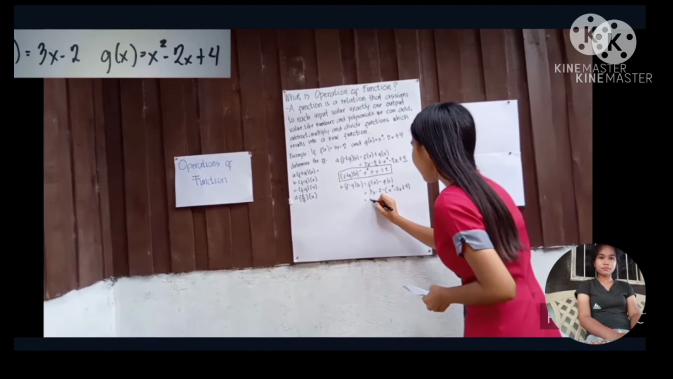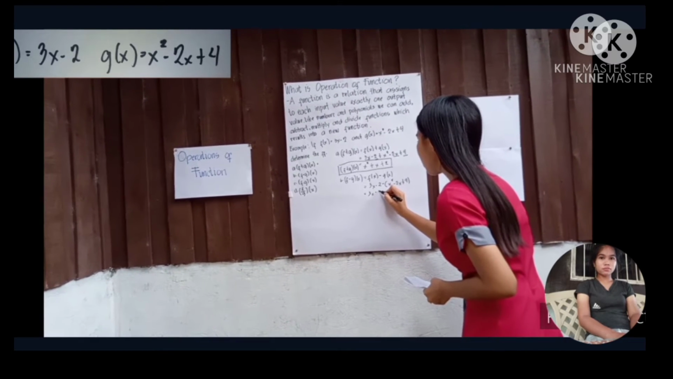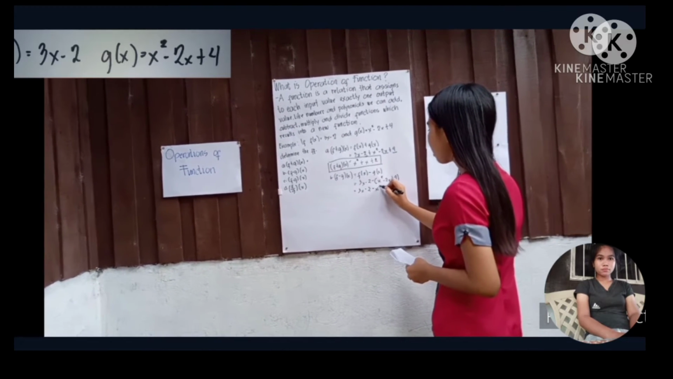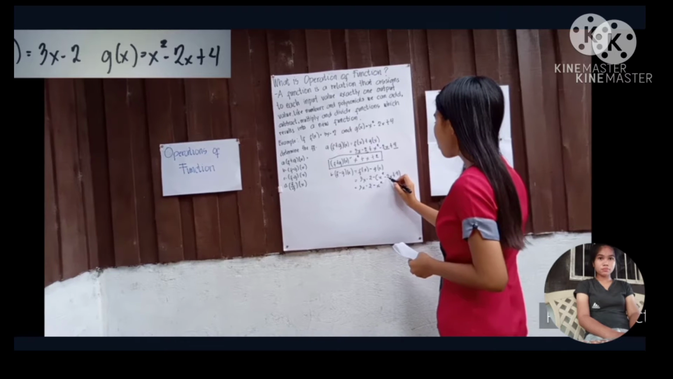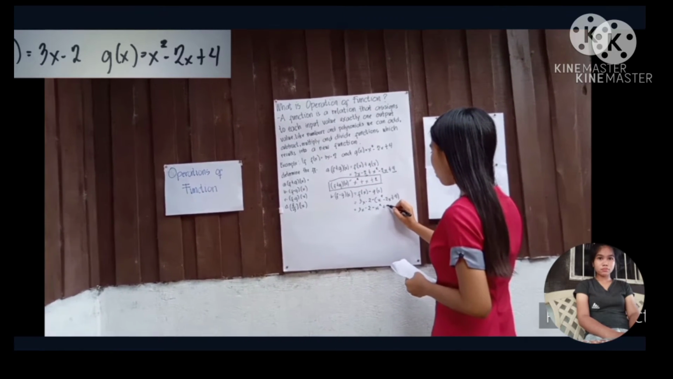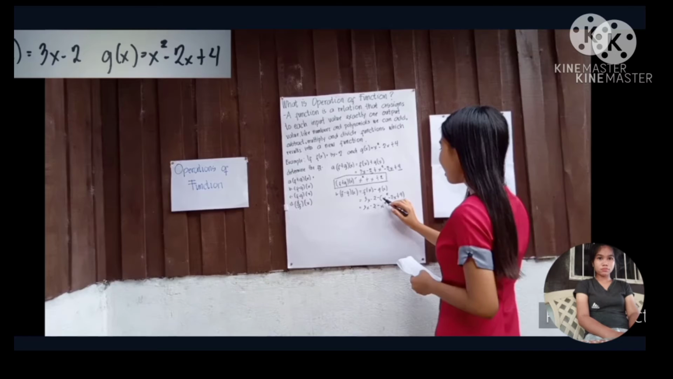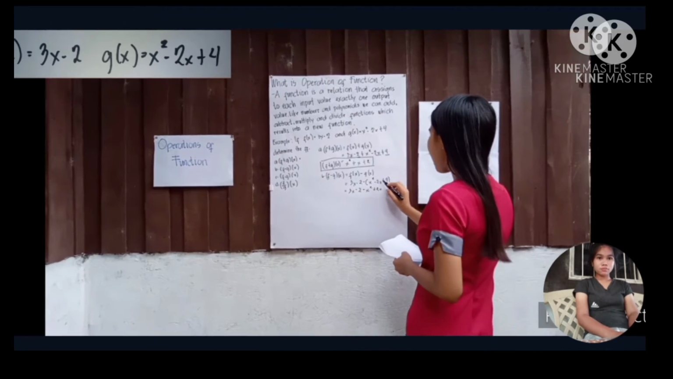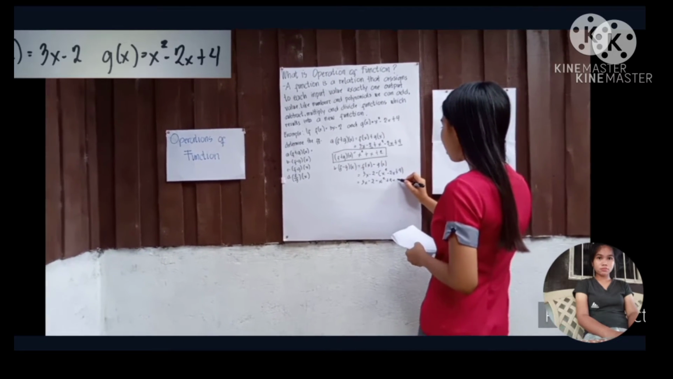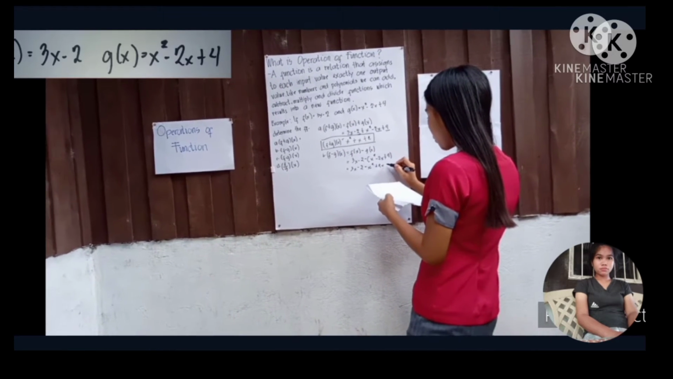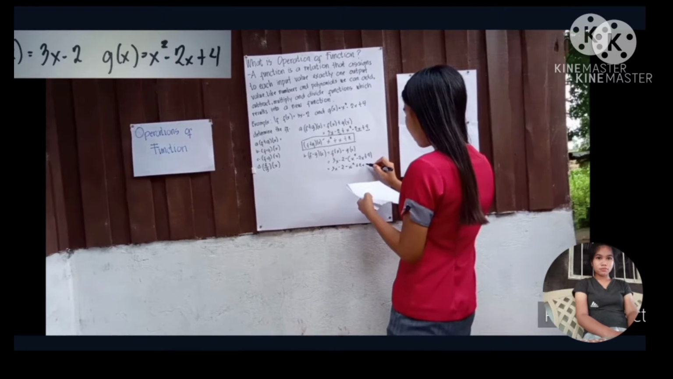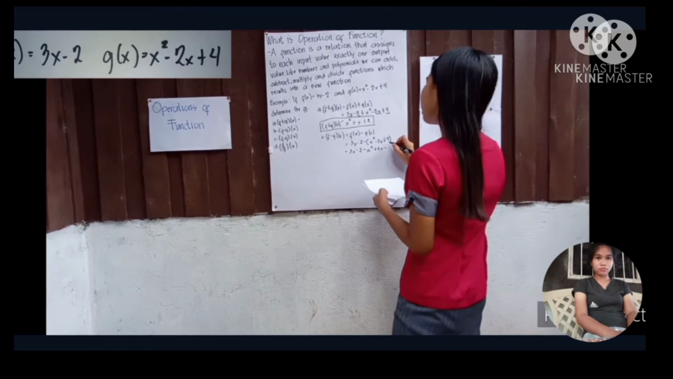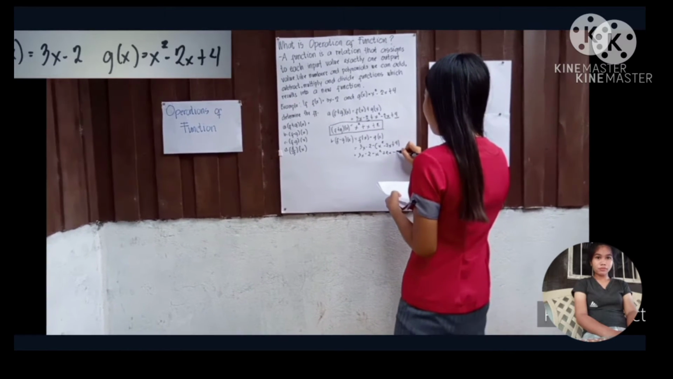So, 3x minus 2, then negative times x squared equals negative x squared. Negative times negative 2x is positive 2x. Then, negative times positive 4 is equal to negative 4.